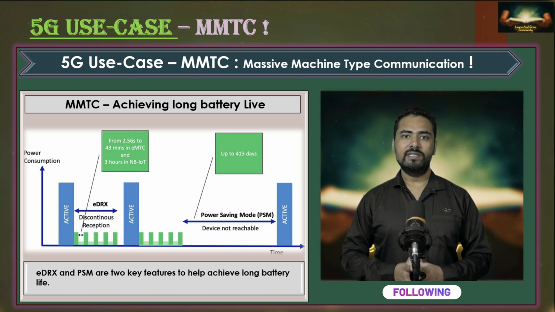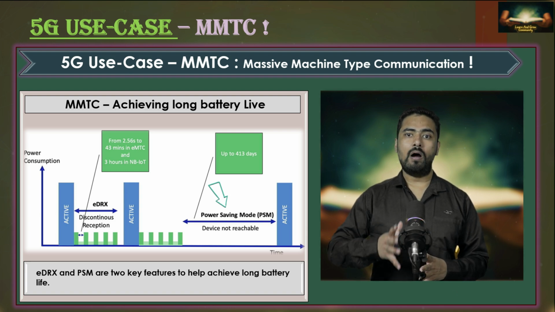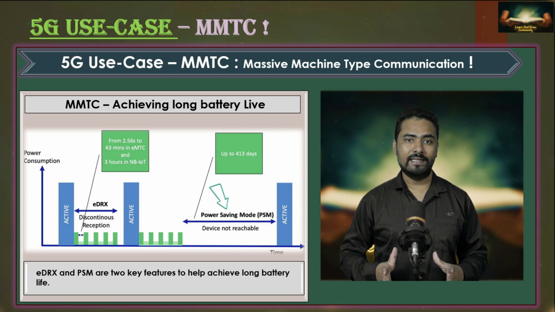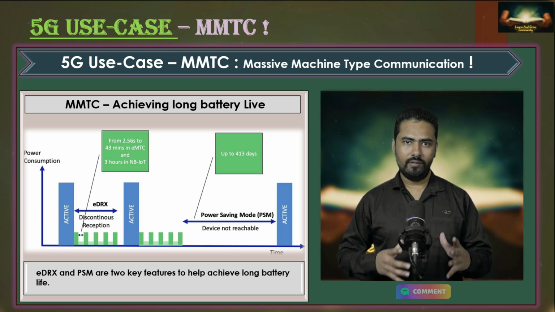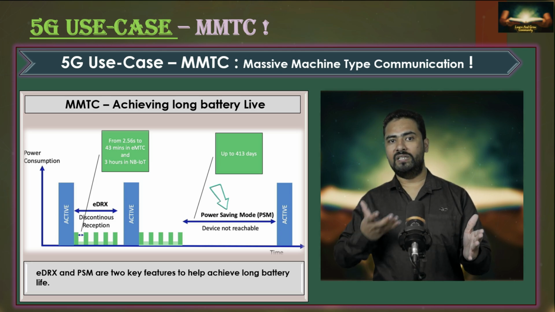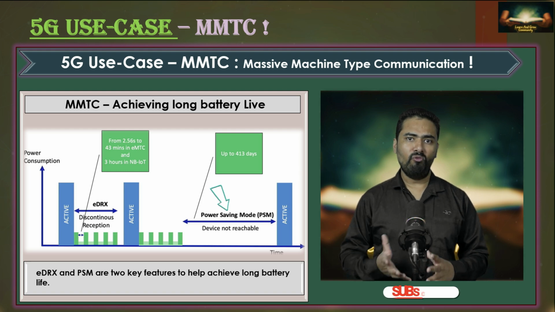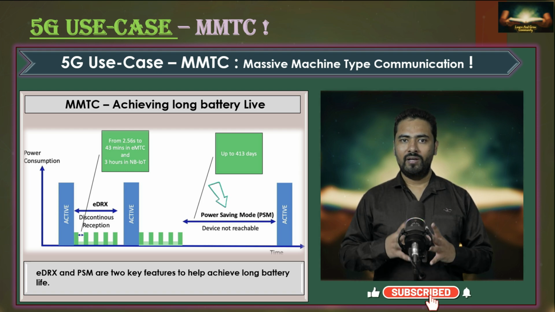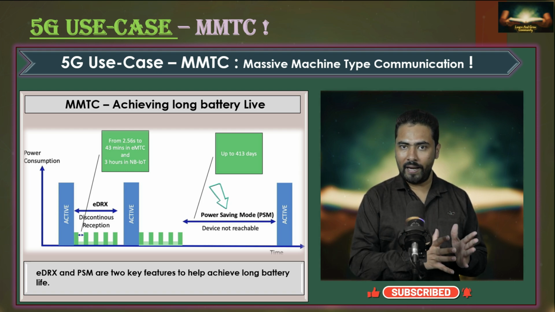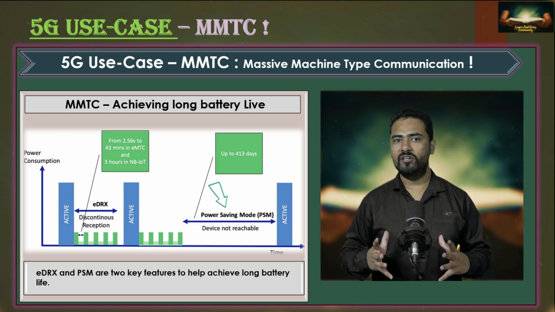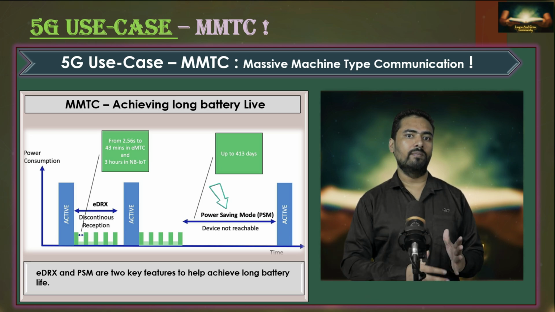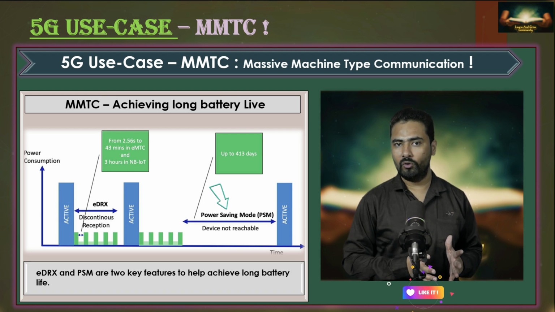In such cases, the device enters the power saving mode or PSM, which is the second key feature. In PSM, the device enters the power saving state and it consumes only a very small amount of power. In this power saving state, the device is registered in the network, but it does not monitor any paging information, and hence it becomes unreachable from the network point of view.